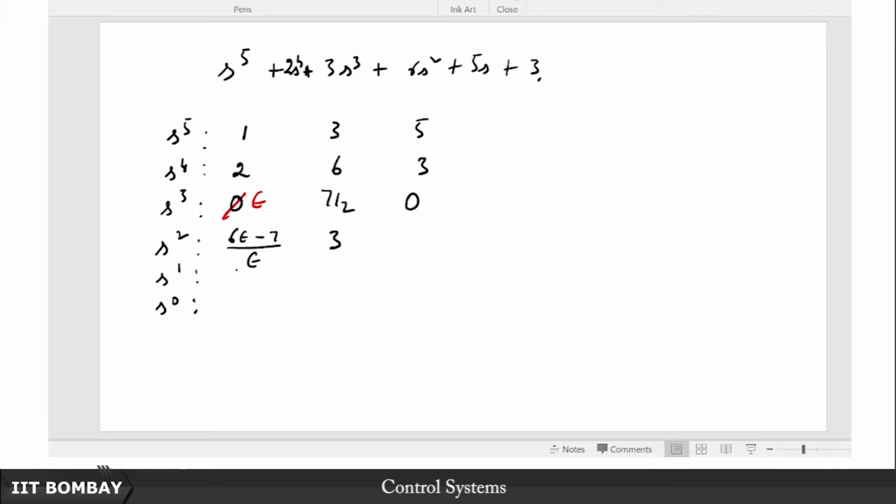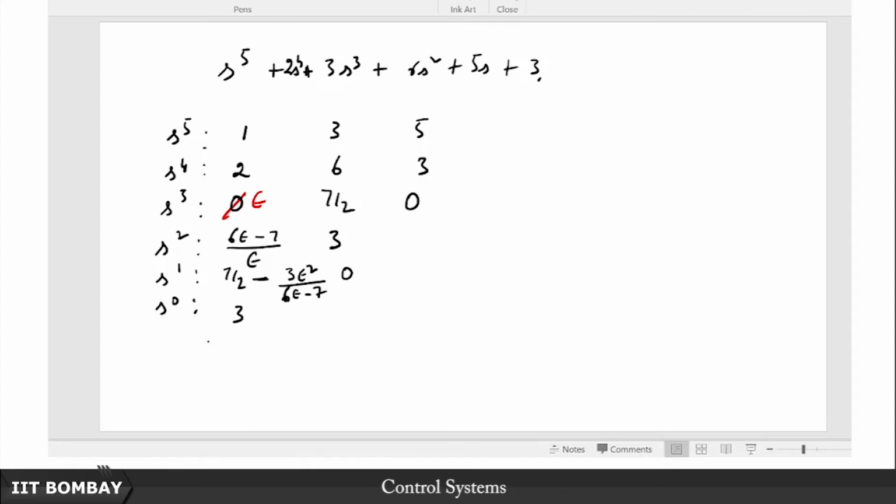Then you go to the next row where you have this, okay, this is a nasty calculation. You will have 7 by 2 minus, I believe it should be 3 epsilon over 3 epsilon squared upon 6 epsilon minus 7. Okay. Yeah, and the rest is 0, and finally here you will have 3.